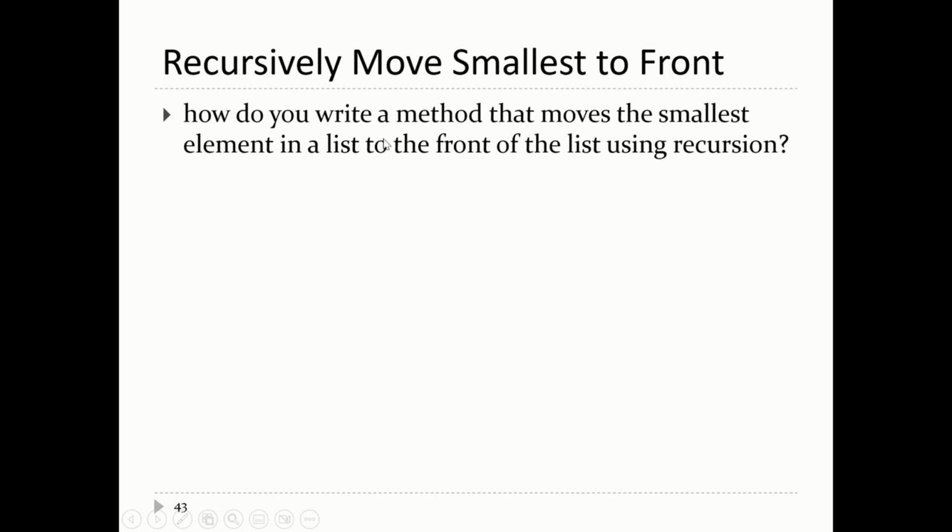Now I want to write a method that moves the smallest element in a list to the front of the list, and I want to do this recursively. It's easy to find the smallest element in a list. You just use a loop. It's easy to move it to the front if you found it. You just swap the first and the smallest element. But how do you do it recursively?